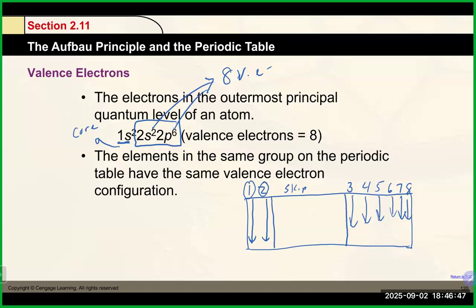For example, that is neon's configuration. If we look at the periodic table, neon, number 10 up there, is all the way to the right, which is group 8 on the periodic table, and it will have 8 valence electrons.